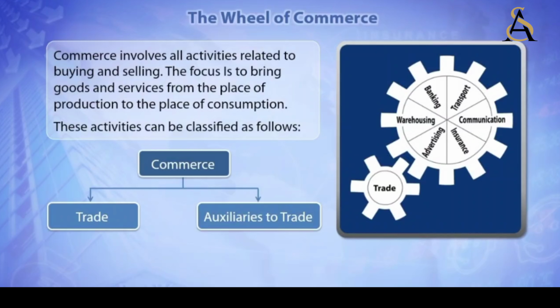consumption, which means जहाँ पे गुड्स मैन्युफैक्चर हुए हैं वहाँ से गुड्स लाके जहाँ पे कंज्यूमर है वहाँ गुड्स को पहुँचा देना, यही काम होता है कॉमर्स का. In other words, carrying the goods from the place of abundance to the place of scarcity. Commerce is of two types, trade and auxiliaries to trade.